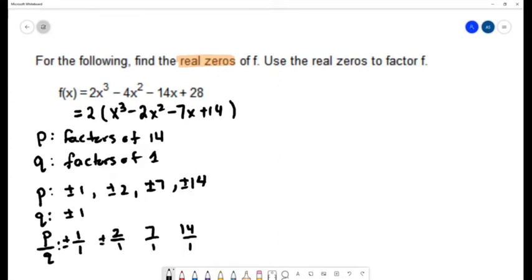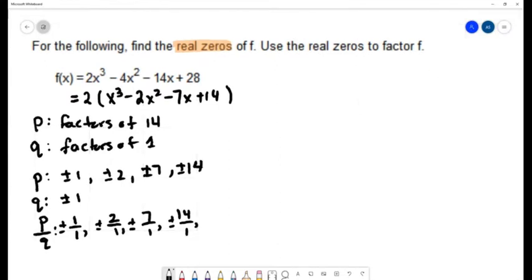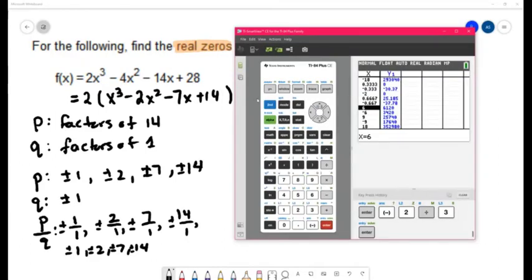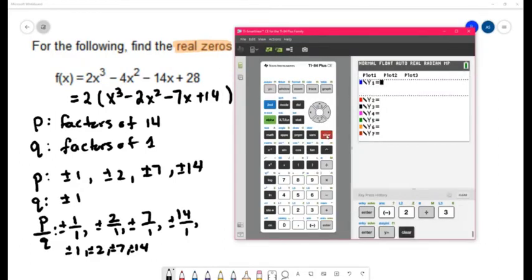Plus and minus on all of these. And these are our potential rational zeros. So that's 1, 2, 7, and 14, plus and minus of all of those. So we're going to use our calculator to identify if we have any rational zeros.